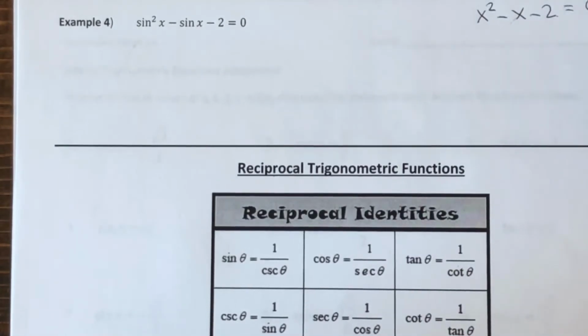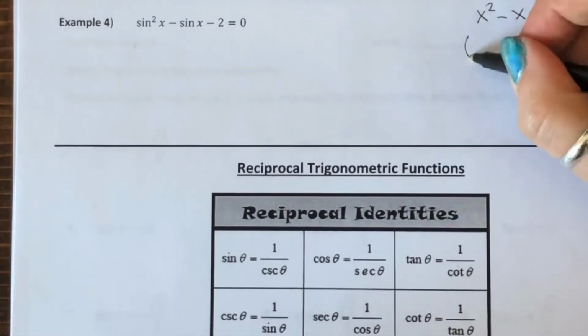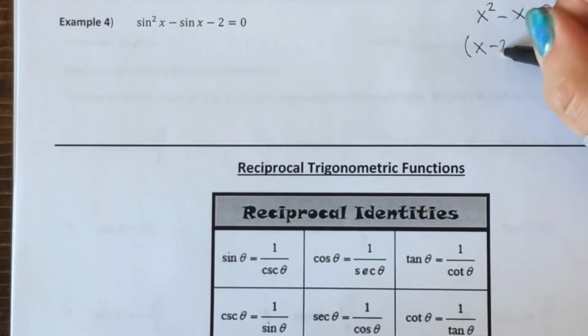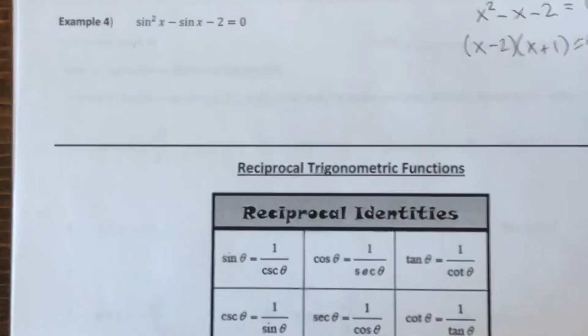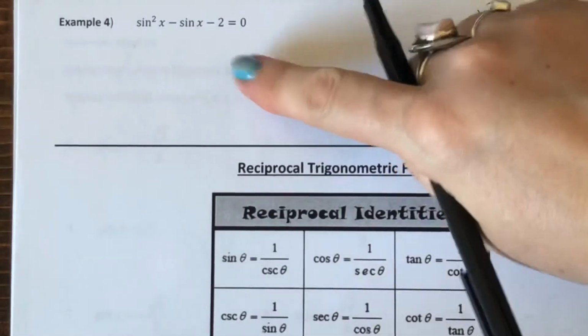So what multiplies to be -2 but adds to be -1? And so that would be -2 and 1, right? Because -2 times 1 is -2, but -2 plus 1 is -1. And before, if this was just with x's, we would plug in x minus 2 and x plus 1, right? To factor it.